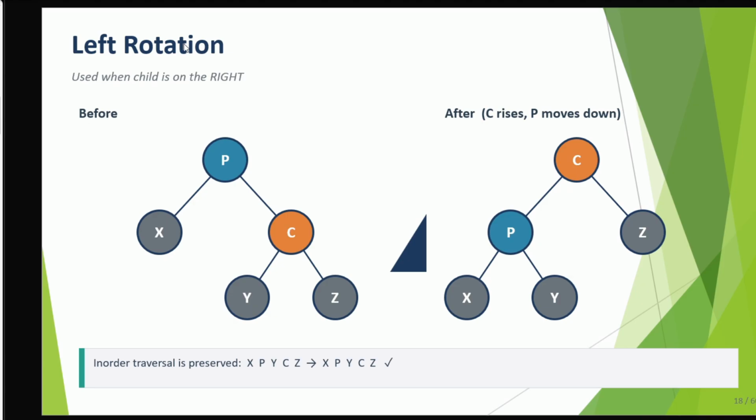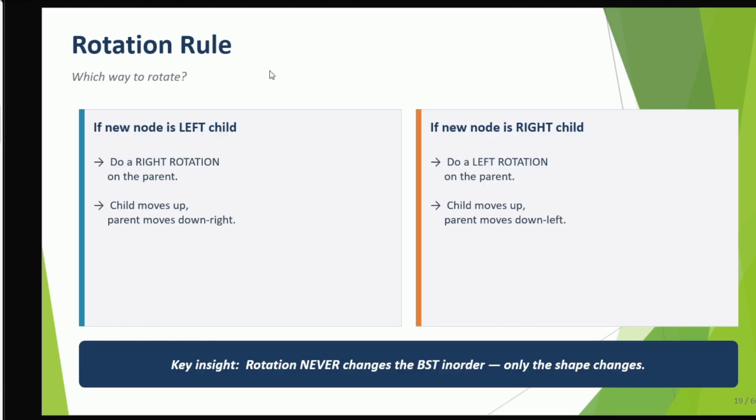And the second category is left rotation. In the case when the right child has a higher priority value than its parent, then we'll perform a left rotation so that the right child becomes the new parent and the old parent becomes the left child of the new node. So, that is rotation.